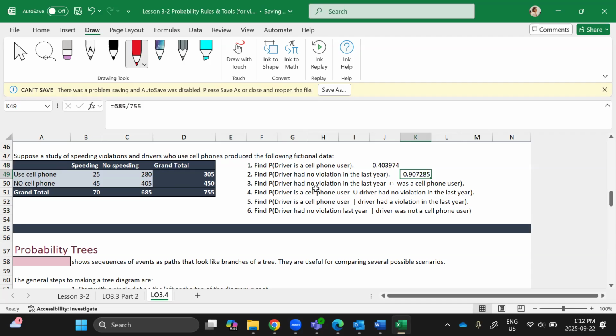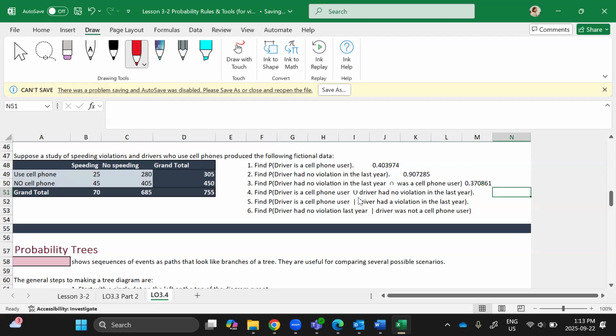Find the probability a driver had no violations and was a cell phone user. So I'd find where they meet, no violation and was a cell phone user. So that'd be these people here, use a cell phone, 280 out of the 755, which is about 37%.